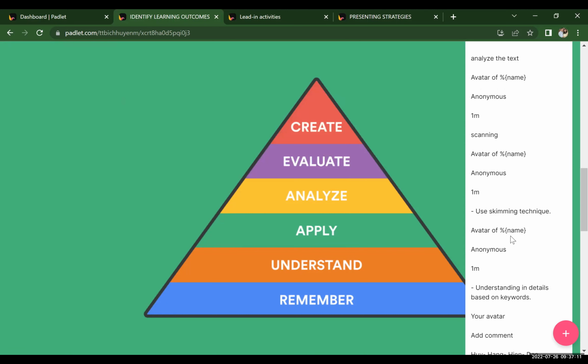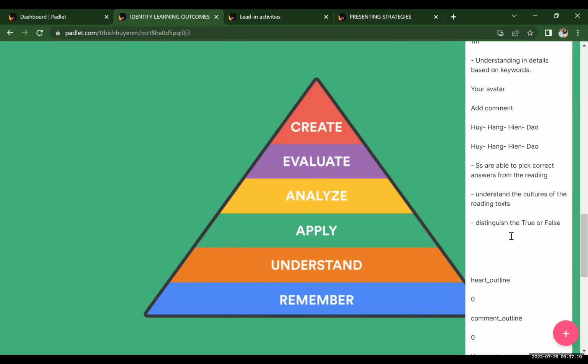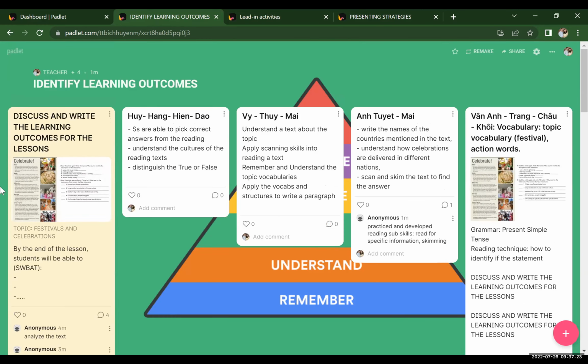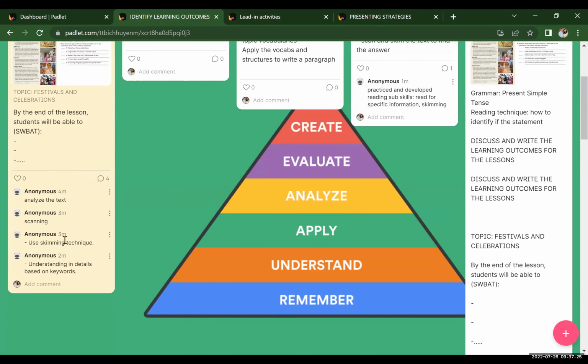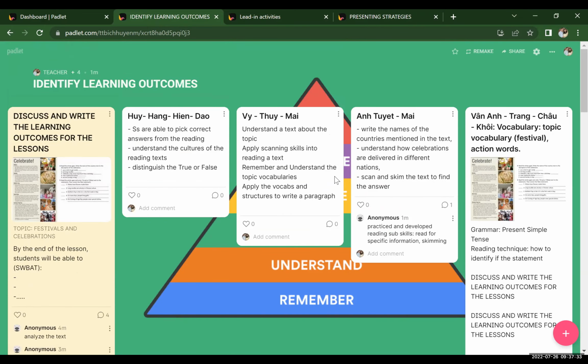Analyze the text, scanning, use skimming technique, understand the details based on keywords. Pick correct answer from the reading, understand the culture of the reading text. Okay, let me see. Analyze the text for what? Use skimming technique, understand the detail based on the keyword. Okay, so let's start with the vocabulary first.